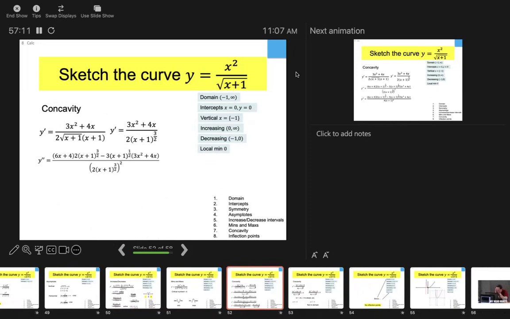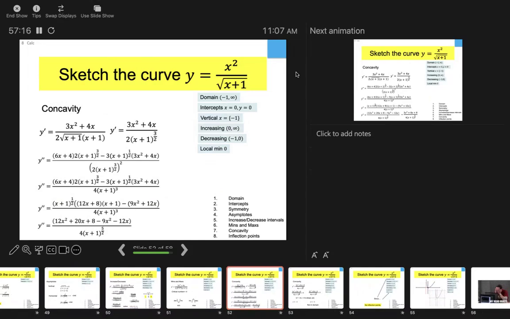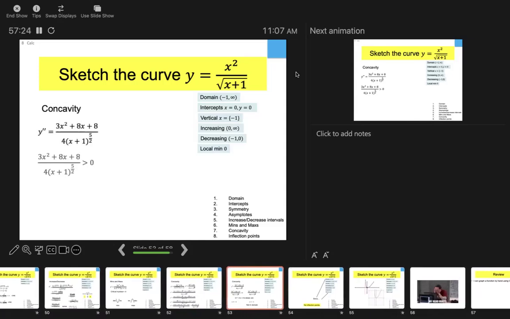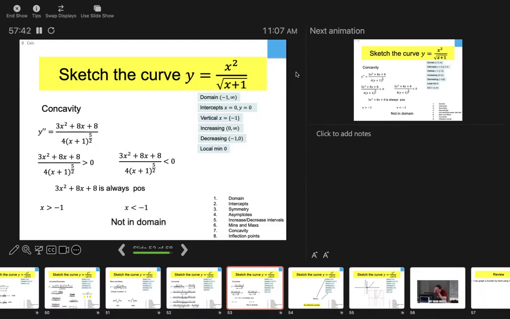Second derivative is another huge challenge to do. This is where the complexity all comes from. So we set that equal to 0, or we say where is it positive, where is it negative. Top will always be positive, so it's where does the bottom turn negative. Any value greater than -1 would turn it positive, and any value less than -1 would turn it negative. And since -1 and less is not in our domain, therefore it is only concave up.